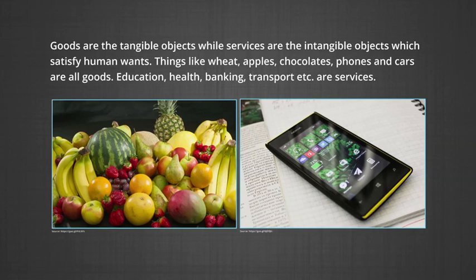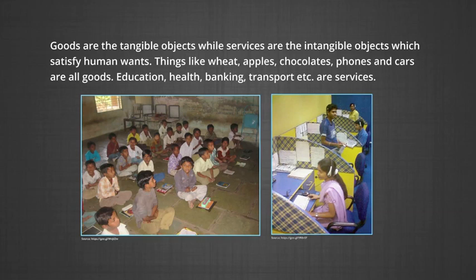Things like wheat, apples, chocolates, phones, cars are all goods. Education, health, banking, transport, etc. are services. The central problem of an economy is that human wants are unlimited. A good way to start to think about this is to list everything that you want. How long is that list?